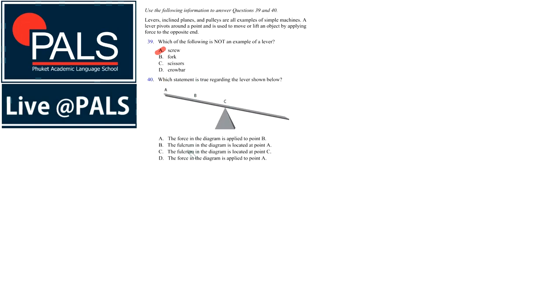But the answer that makes most sense is that the fulcrum in this diagram is located at point C. We need to know what a fulcrum is. So the fulcrum is this triangle bit here that shows the turning point of the lever. So it's the point around which the lever is turning. And yeah, this is definitely the fulcrum here. So the correct answer must be C.